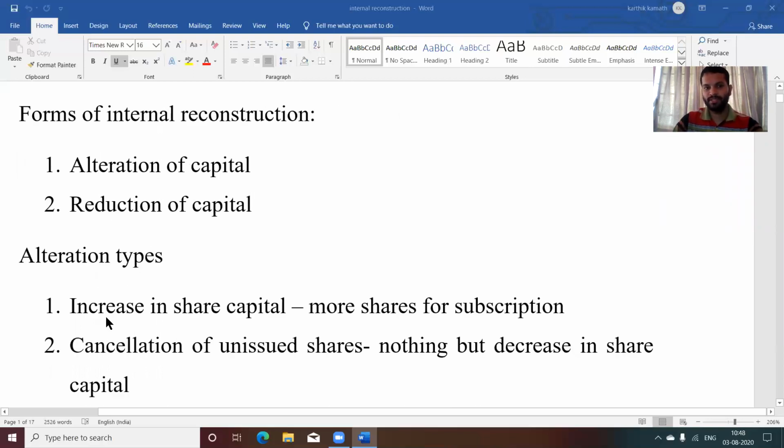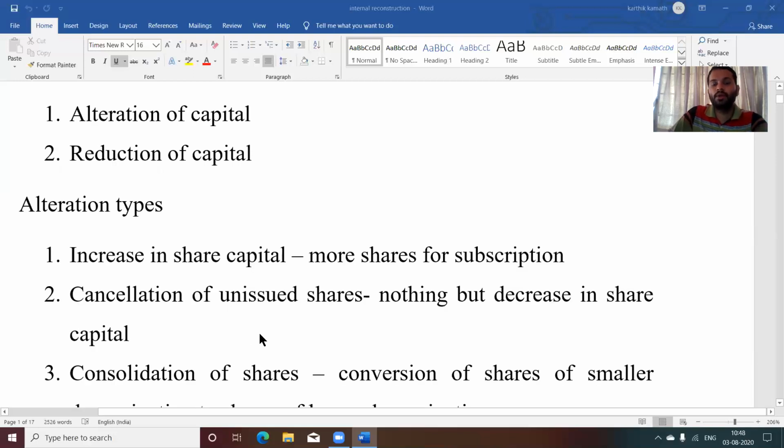The first one is increase in share capital. Increase in share capital means there are more shares for subscription. Similarly, there is cancellation of unissued shares. Whenever shares are issued, what is the journal entry? Whenever shares are issued, it is bank account debit to equity share capital account. Similarly, for cancellation of unissued shares, suppose the company has not issued the shares, then the company needs to cancel those shares. That is nothing but a decrease in share capital.